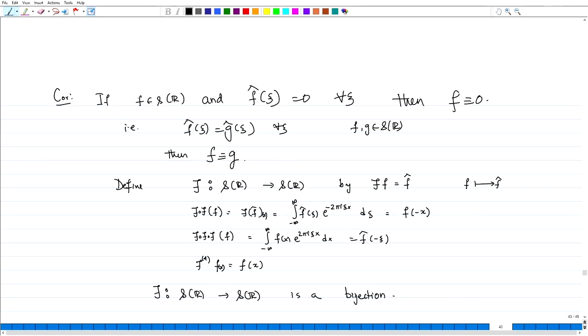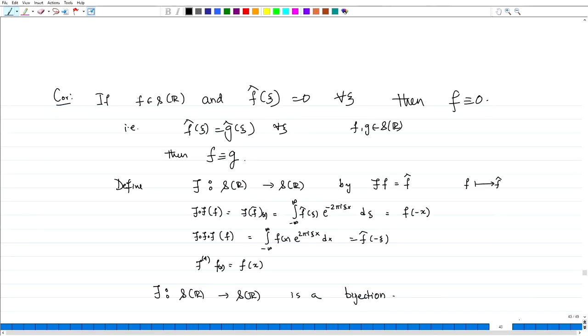Okay, so far so good. So now the next important thing which we would like to discuss is the Plancherel theorem. So now what should be the Plancherel theorem? Just recall.